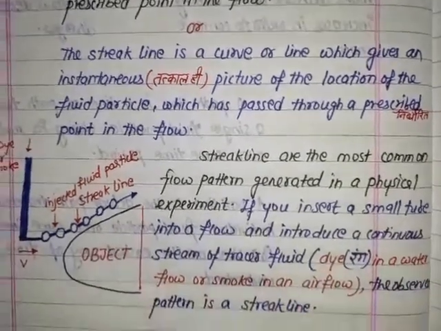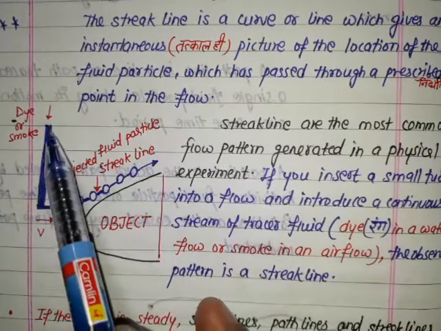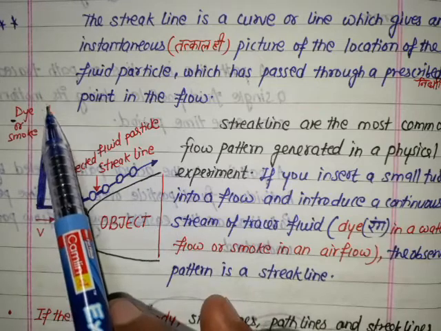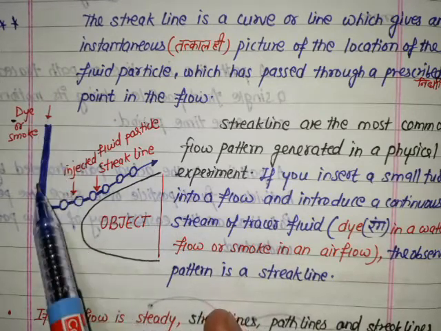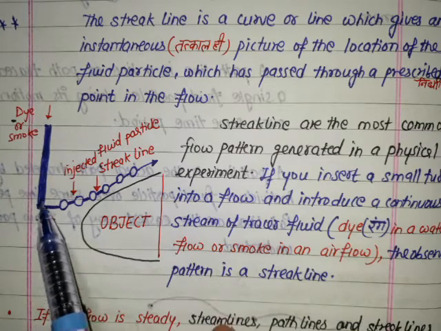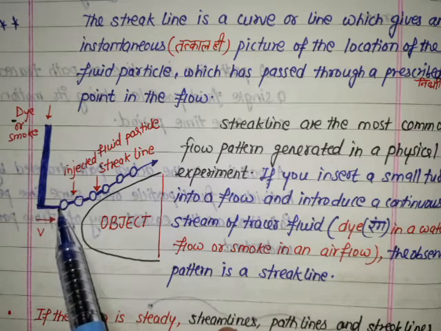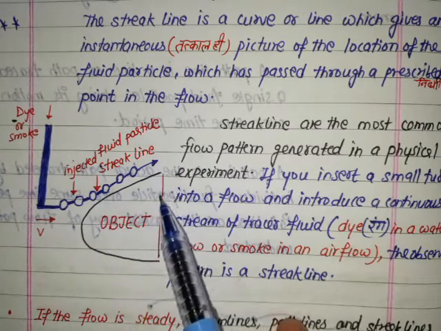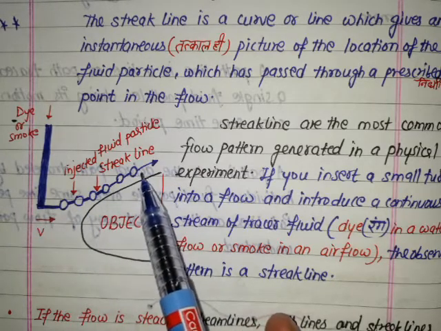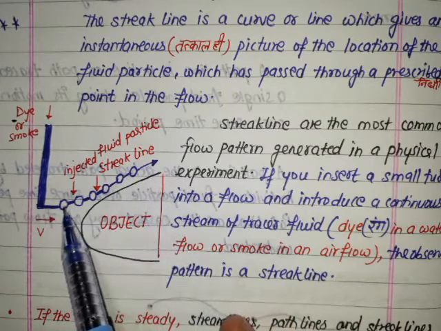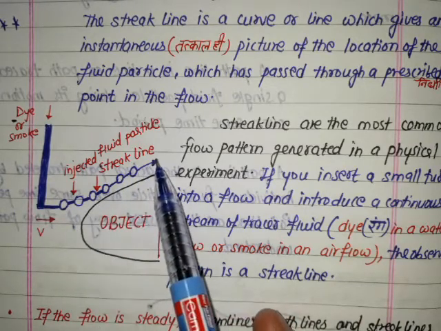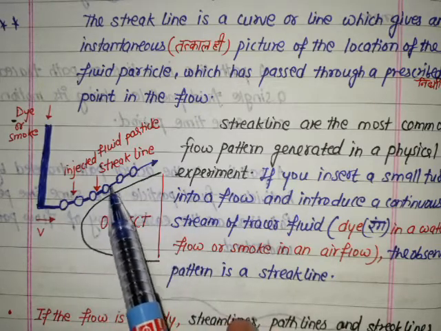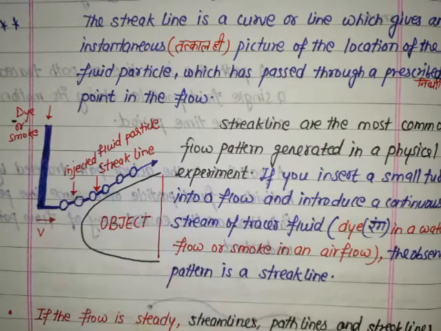So as we can see from this diagram, this is the object, and from this pipe the dye or smoke comes out moving with velocity v. So when it goes out from this point, it will deflect through this point because there is an object in the path of this smoke or dye. So it will divert its path. While diverting its path, it makes some line, and these are the individual particles, and the line joining these individual particles is known as a streak line.